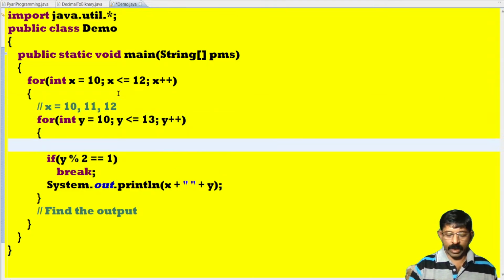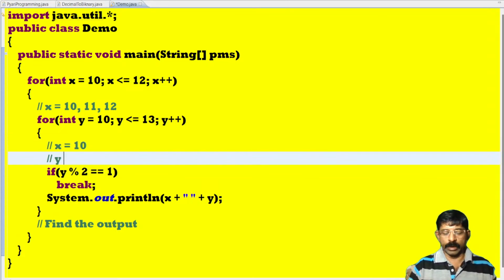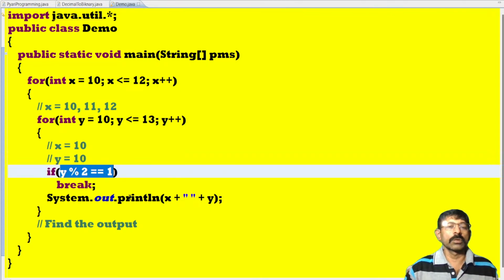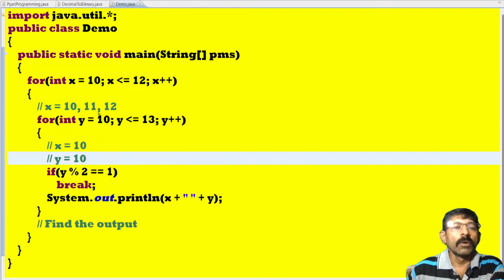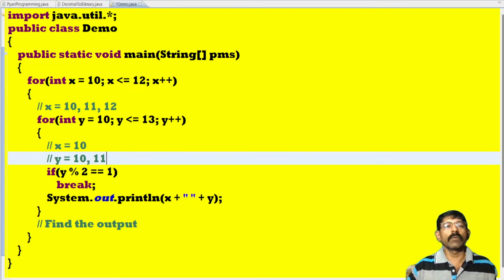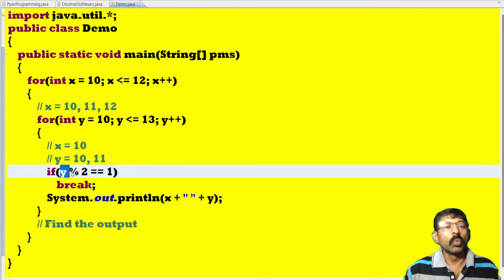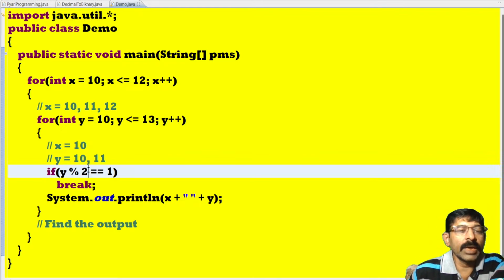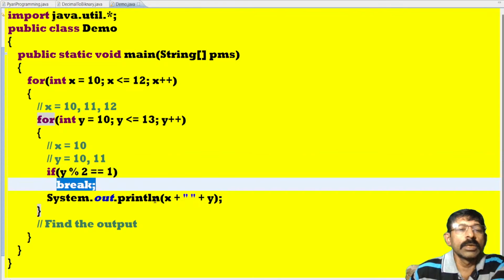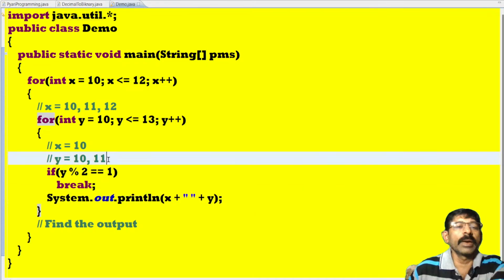Now when X value is equal to 10, Y will iterate. Y will be 10. 10 modulo 2 equals to 1? False. It will display XY. So X is 10, Y is 10. Next time, Y will be 11. 11 modulo 2, remainder is 1. 1 equals to 1, true. It will come out of it. That means it will not display anything over here. So that's why it will display 10 and 10.